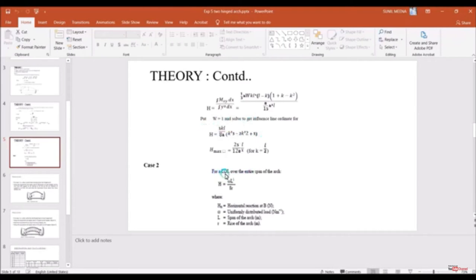And when we apply the uniformly distributed load over the entire span of the arch, the horizontal thrust will be WL square upon 8H, or you can say R, where R is the rise.